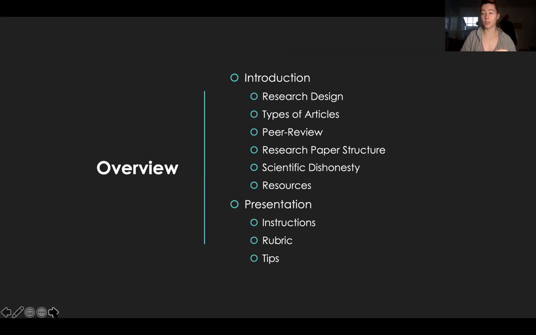So we're going to start off with research design. We're going to get into different articles, what peer review is, the structure of a scientific paper, scientific dishonesty, and I'll give you some resources that you can look at, like journals and things like that, for your project, essentially. And then I'll talk about presentation, how to do presentations, like your instructions for this specifically. I'll talk about the rubric, and then I'll talk specifically about tips on how to deliver a good presentation.